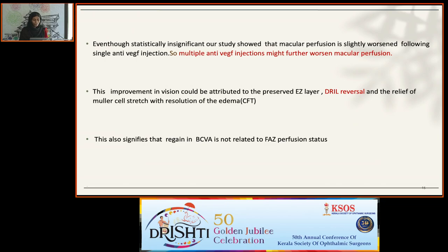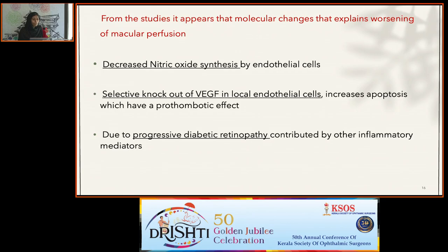From the studies, it appears that the molecular changes that explain worsening of macular perfusion are due to decreased nitric oxide synthesis by endothelial cells and due to the selective knockout of vascular endothelial growth factor in local endothelial cells, which have a prothrombotic effect, and also due to the progressive diabetic retinopathy contributed by other inflammatory mediators other than anti-VEGF.